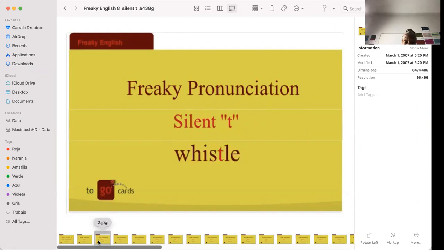Whistle. There's a T there, you don't hear it. And also the H you don't hear. And you don't hear the E either. And you don't hear the L. Whistle. Yeah, the only thing you hear is the W and maybe the IS. That's about it. All those other letters are ornaments.